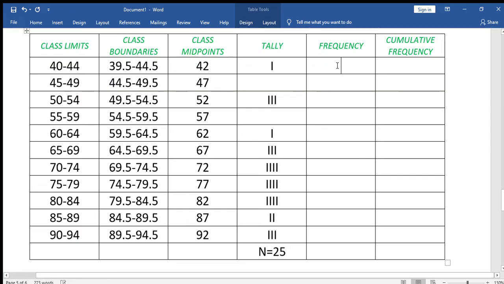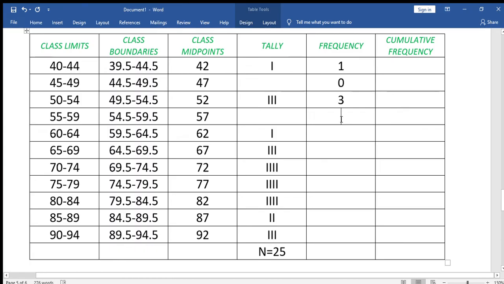So here in your frequency, you are just going to count how many tallies are present in the different class limits. So at 40 to 44, we only have one frequency. Here, there is no frequency. That means to say that there are no scores ranging from 45 to 49. So you mark it 0. Then here we have 3.